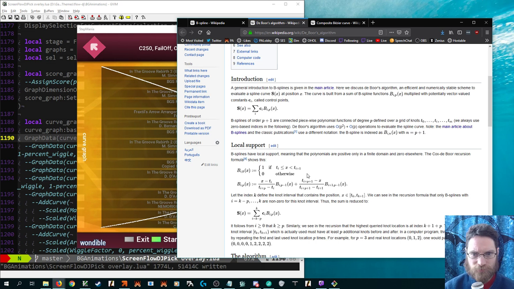Sum of B-spline functions, potentially vector valued constants. Okay, so now we actually have, okay, yes. The B-spline itself is a weighting function for the control points. So for each control point, you get the value of that, which is 0 outside of some appropriate range. And now we're using p instead of n. Connected piecewise polynomial functions of degree p over a grid of knots. We use 0-based indices and following. Uses O of p squared plus O of p operations. Ooh, so this is not a simple thing to execute. It's a different notation, with n equals p plus 1.